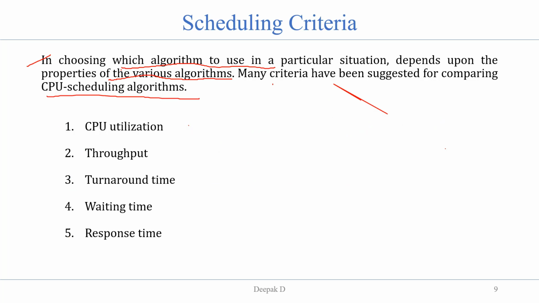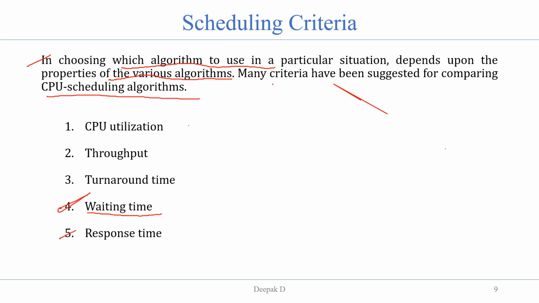The next one is waiting time. What actually is waiting time? Remember, CPU scheduling algorithms do not affect the amount of time for process execution or doing IO operations. They affect only the amount of time that a process spends waiting in the ready queue. Remember this. Waiting time is the sum of periods spent waiting in the ready queue. This is the fourth one.